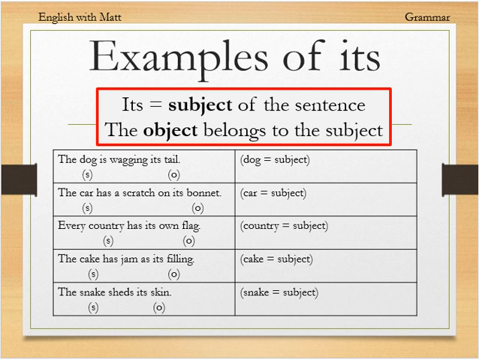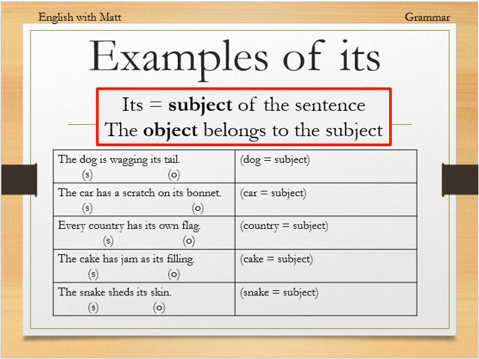So we have a subject, which is what the sentence is about, and an object, which is what belongs to the subject. The "its" in those 5 sentences is referring to the subject. Okay, so when we say "its tail", the "its" is the dog. The "its" with the bonnet example, the "its" is the car, and so on. So in those examples, the "its" is exactly the same as the subject, and it's the object that belongs to that subject.